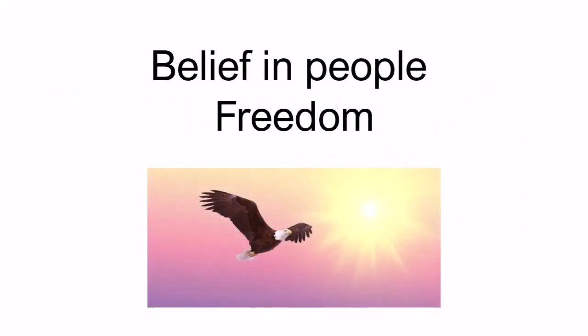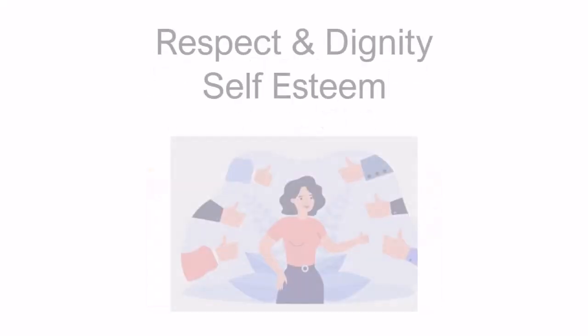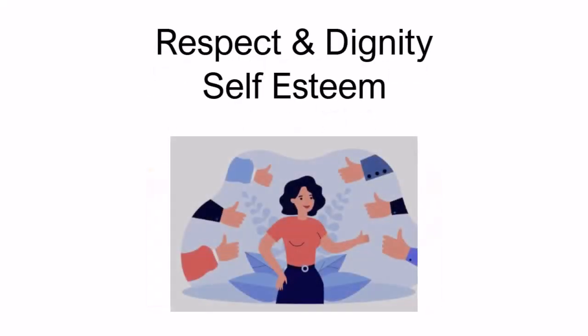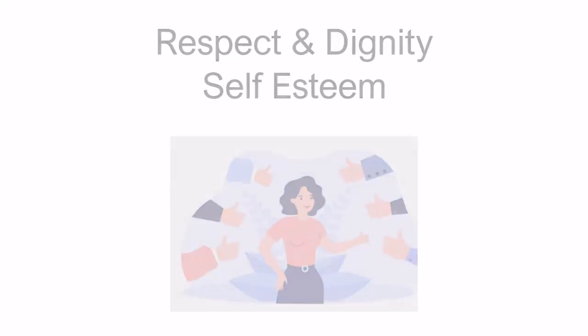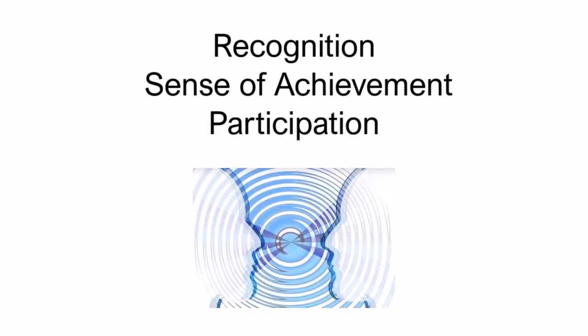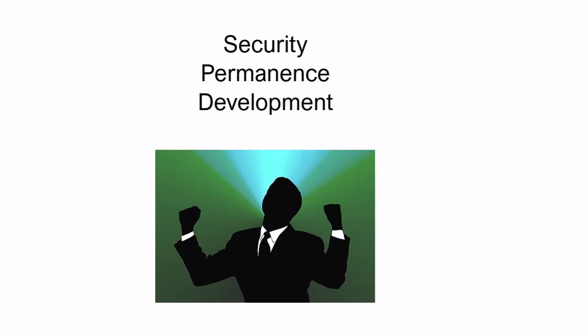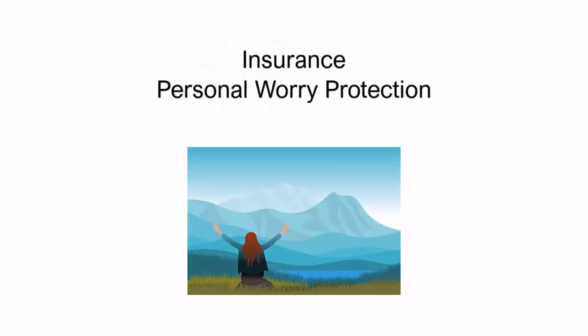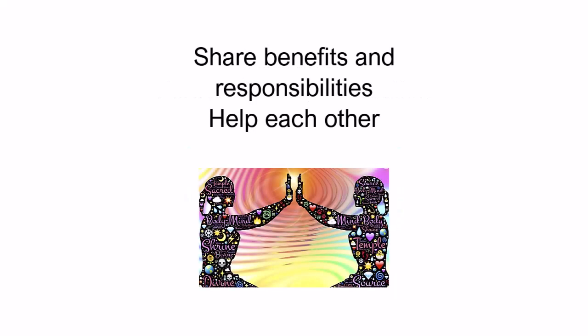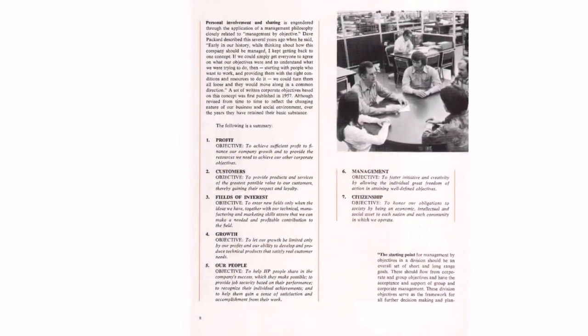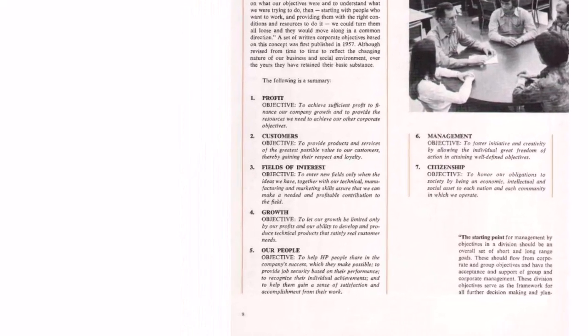Number one, belief in people, freedom. Number two, respect and dignity, individual self-esteem. Number three, recognition, sense of achievement, participation. Number four, security, permanence, development of people. Number five, insurance, personal worry, protection. Number six, share benefits and responsibility, help each other. Number seven, management by objectives, decentralization.